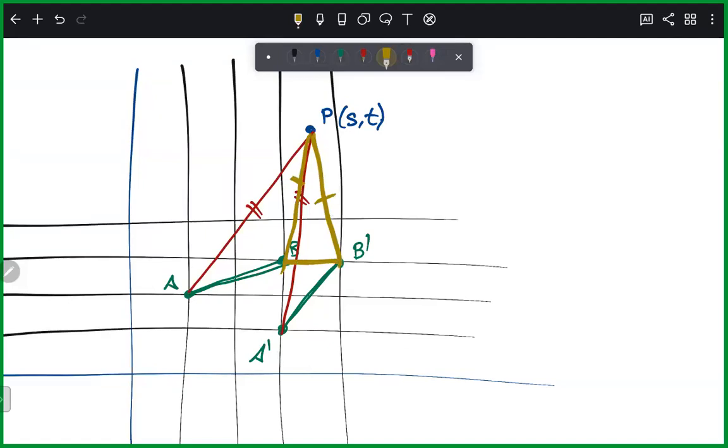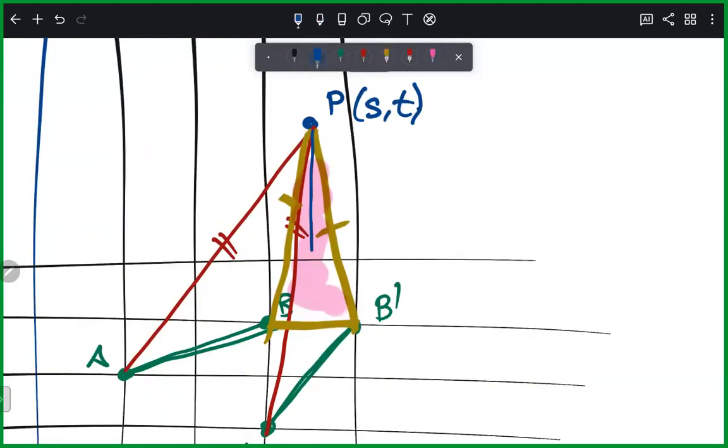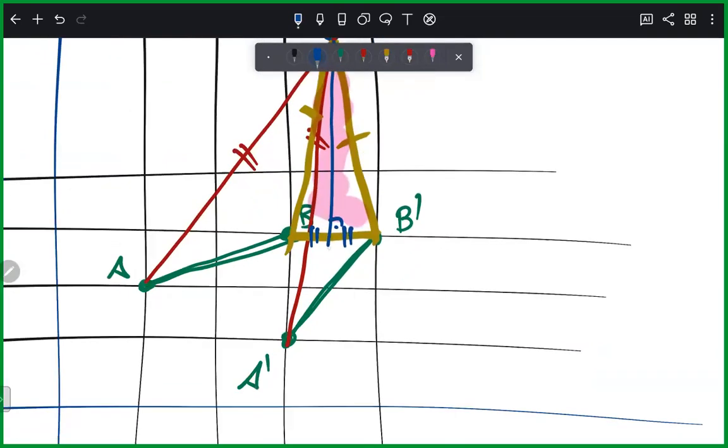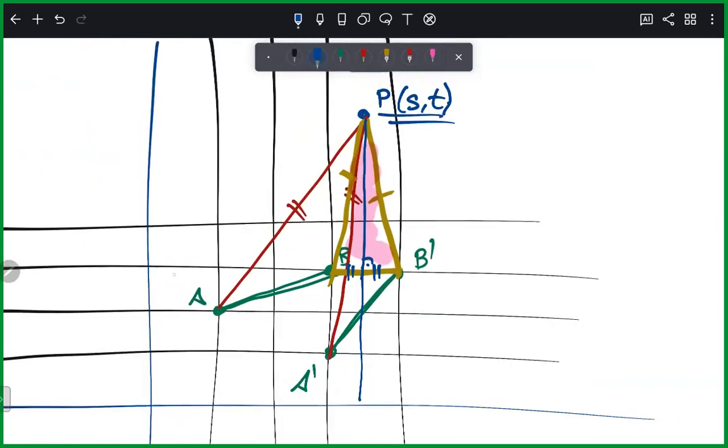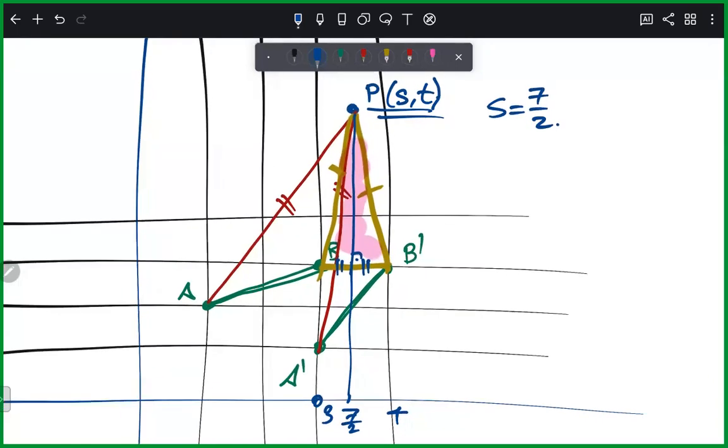Now PBB' is then an isosceles triangle. And this is really nice because when we drop the perpendicular, it has to bisect the opposite side. That way, we can easily figure out the x-coordinate of point P, which is the midpoint of 3 and 4. So this has to be 7/2. Now S equals 7/2. That's the first thing.